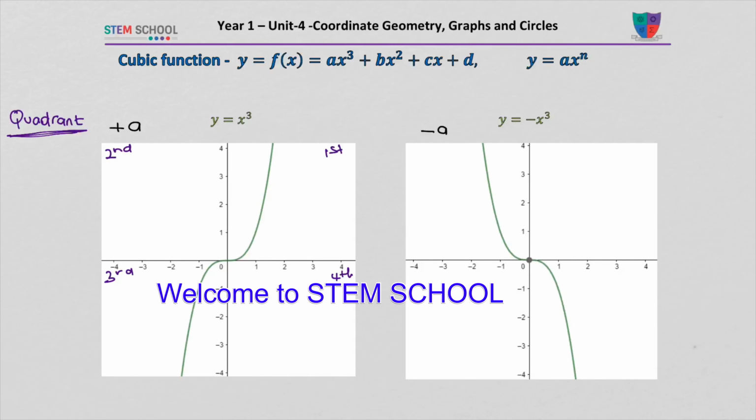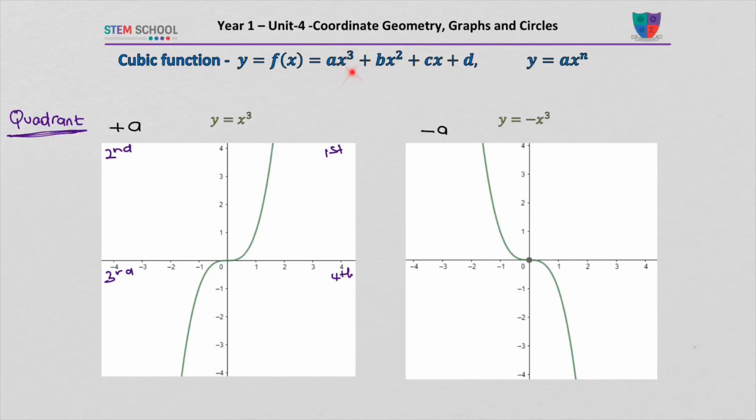Function where the degree of polynomial is 3. That means it's got 3 factors and 3 roots. It means it crosses the x-axis 3 times. We're going to look at where the coefficient of x cubed here is positive and where it's negative. When it's positive, we start drawing from the third quadrant. And if it's negative, we start drawing from the second quadrant. We draw graphs from left to right.